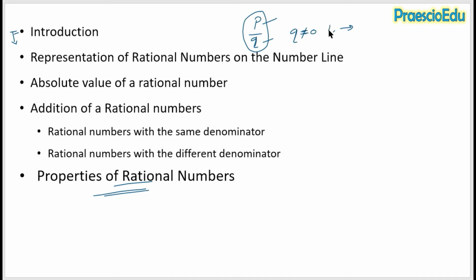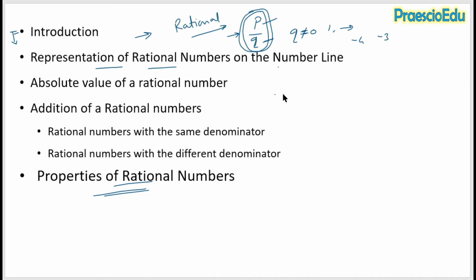It may be a negative number also, but not 0. It may be any negative number, suppose -4, suppose -3, any number. So in this format, when we write any number, that is called a rational number. So p by q, where q is a non-zero number. This is the definition of rational numbers. Now, how are rational numbers represented on the number line?